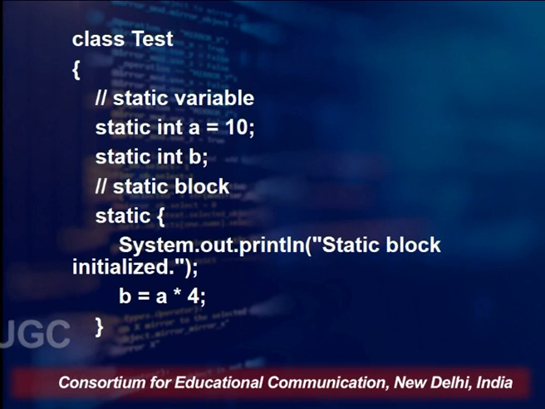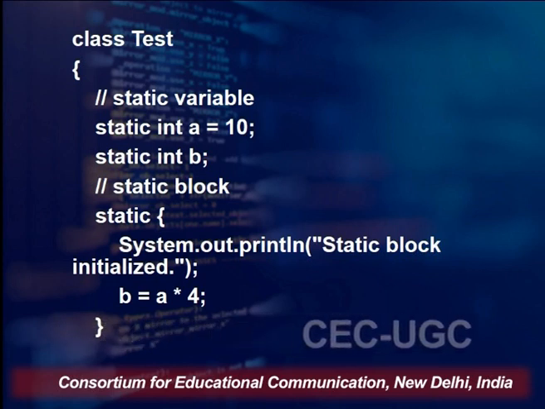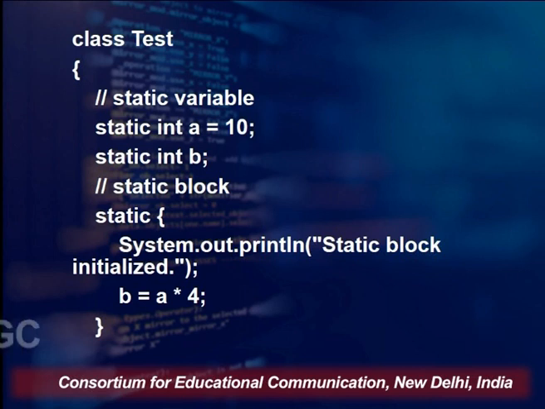In order to initialize these static variables, we have started with one static block. We are all aware that this is a block demarked by opening and closing braces, but being a static block, the keyword static is prefixed before it. Within this static block, we have used one System.out.println, which says static block initialized, and b is equal to a multiplied by 4. Please remember that both of the variables, a and b, are static, and that's why we are able to use them within our static block.